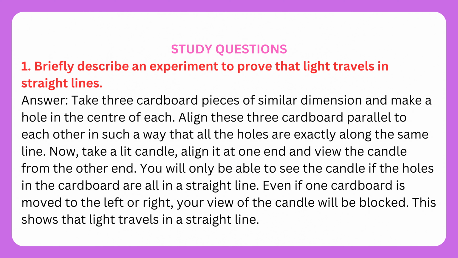Study questions. 1. Briefly describe an experiment to prove that light travels in straight lines. Answer: take 3 cardboard pieces of similar dimension and make a hole in the center of each. Align these three cardboards parallel to each other in such a way that all the holes are exactly along the same line. Now, take a lit candle, align it at one end and view the candle from the other end. You will only be able to see the candle if the holes in the cardboard are all in a straight line. Even if one cardboard is moved to the left or right, your view of the candle will be blocked. This shows that light travels in a straight line.